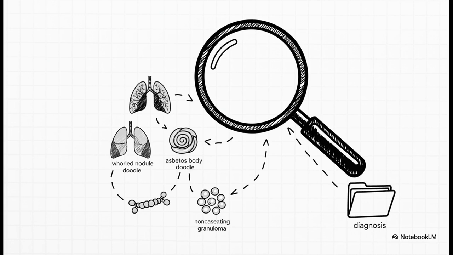Upper lobe versus lower lobe fibrosis, caseating versus non-caseating granulomas. These are not just tiny details for an exam. They are the crucial clues that help you solve the puzzle for your patient.